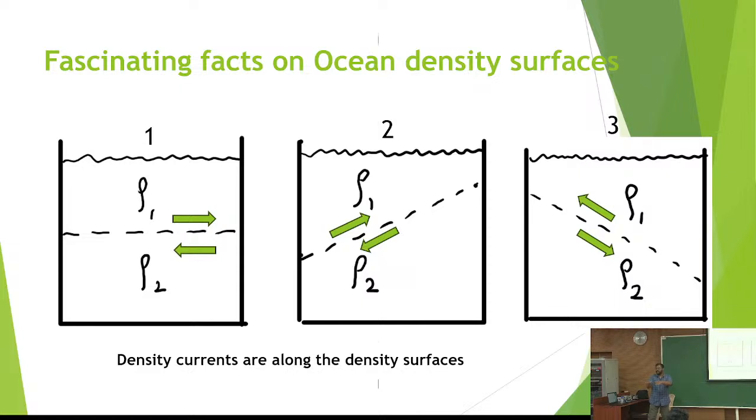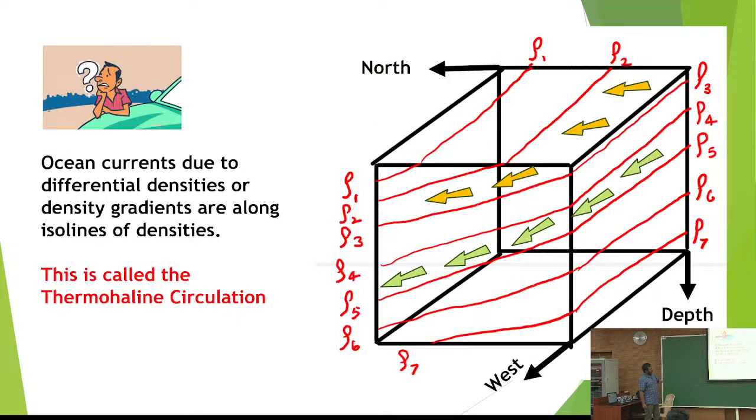So, currents move along their isodensity surfaces, because that is where they find stability, right. So, if that is tilted, the currents will again go along it like this. It will never cross the density barriers. So, that is one particular property, and this is due to the stability of the system. Now, think about a scenario like this. The ocean currents, due to differential densities or density gradients, are along the isolines of density.